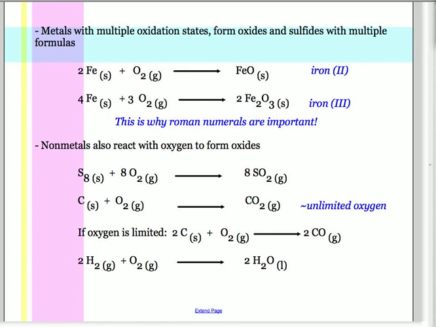Here's just some more examples. We have iron 2 reacting with oxygen. We have iron 3 reacting with oxygen. Now, on the test, I would have to tell you which one it would be, or you could choose either. If they can have more than one charge, then that has to be indicated. Down here we have sulfur reacting with oxygen to make sulfur dioxide, and that kind of stuff.